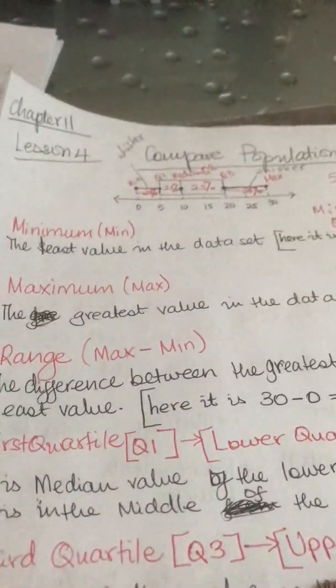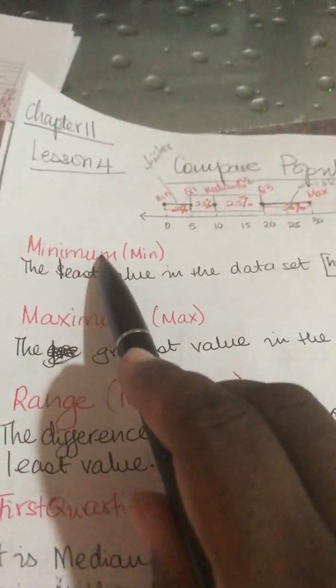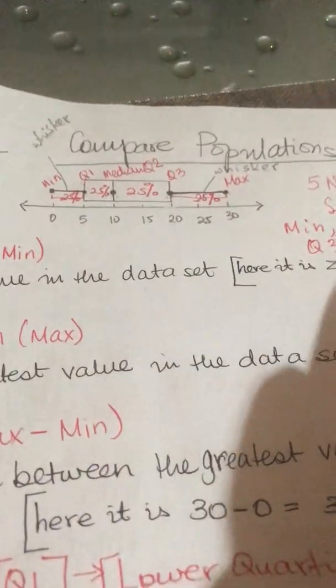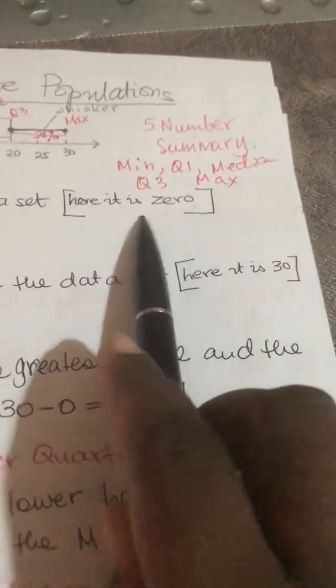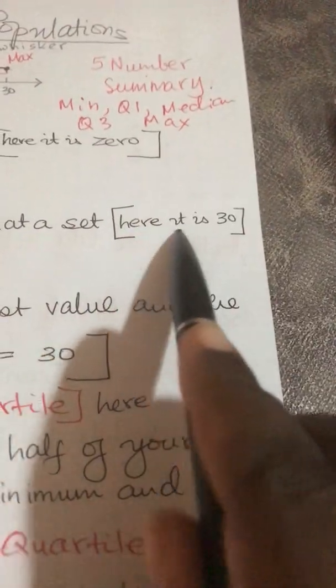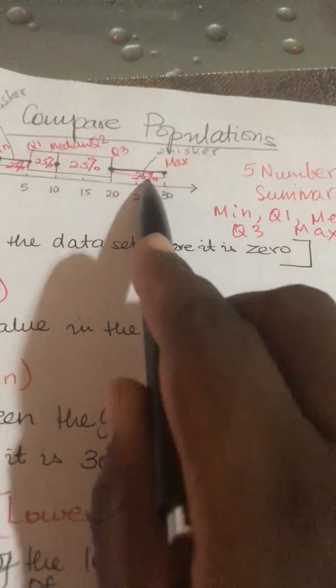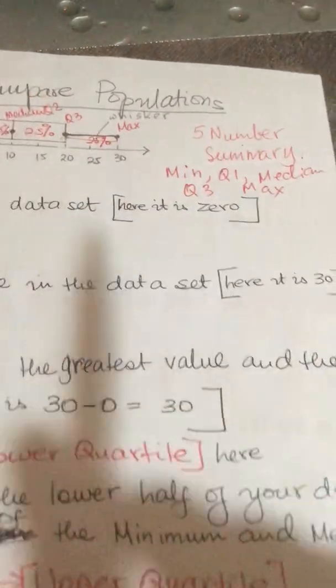Okay? Now let's come here and let's do our vocabulary. The minimum, the least value in your data set. What is the least value in our data set? 0. That's why I said here the answer is 0. What is the maximum? The greatest value in the data set. What is the greatest value in our picture? Our greatest value is the maximum, which is 30.